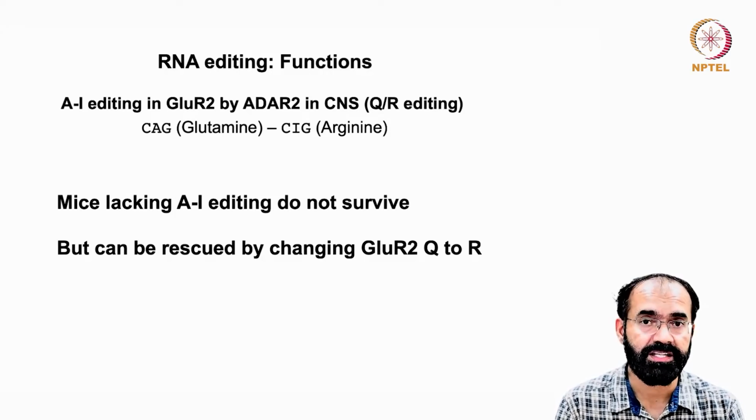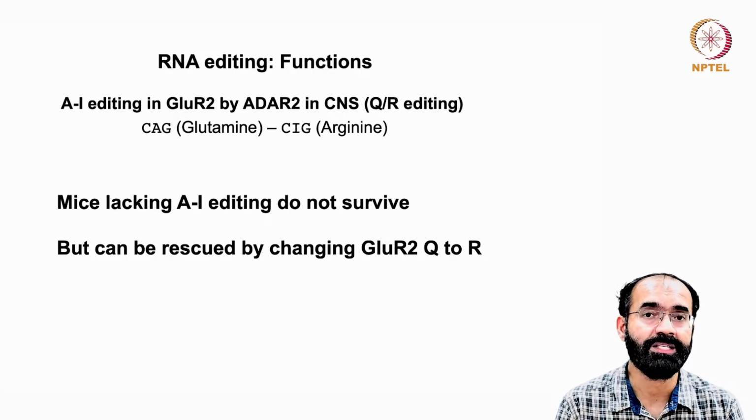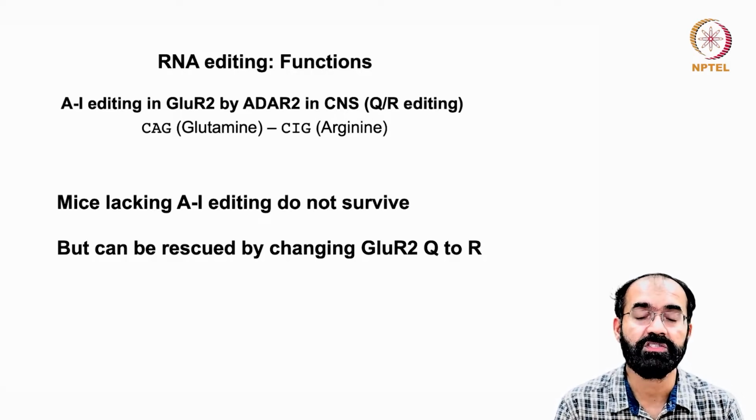So if you are changing the gene GLU-R2's Q to R by artificially creating a change or a mutation, you are not depending on ADAR2, because the organism is mutant, it is no more producing ADAR2. ADAR2 is not being produced, it will not recognize this as a substrate. But you may wonder how you can think that ADAR2 is doing only this function. Maybe it is doing 10 other functions. Of course, it might be doing 10 other functions, but none are as important as this Q to R editing.